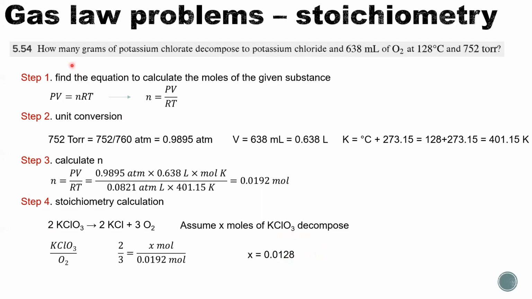However, it asks how many grams of potassium chlorate, right? So we need to do the final conversion, using a mass-mole conversion to get the mass of the potassium chlorate. Use moles 0.0128 times the molar mass of potassium chlorate here, 122. Then we get 1.57 grams. That's how much potassium chlorate we have.